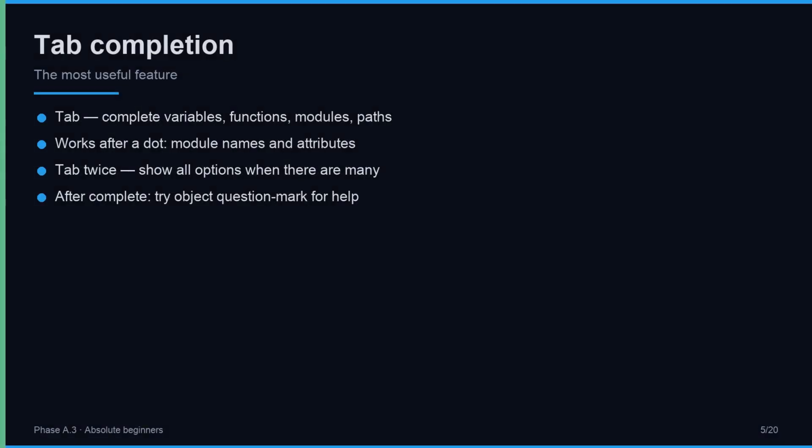Press tab to autocomplete variables, functions, modules, file paths, and even keyword arguments. After a dot, tab lists attributes. If many options exist, press tab twice to list them. Pro tip: after you complete a name, type a question mark for quick help. We will demo that. Especially remember, tab, complete variables, functions, modules, paths. When that feels clear, continue, there is no rush.